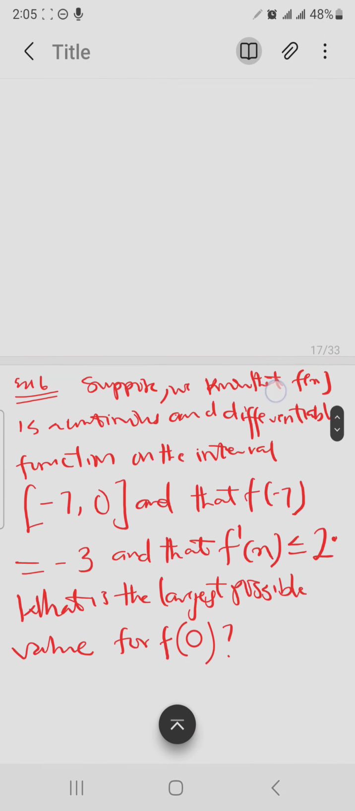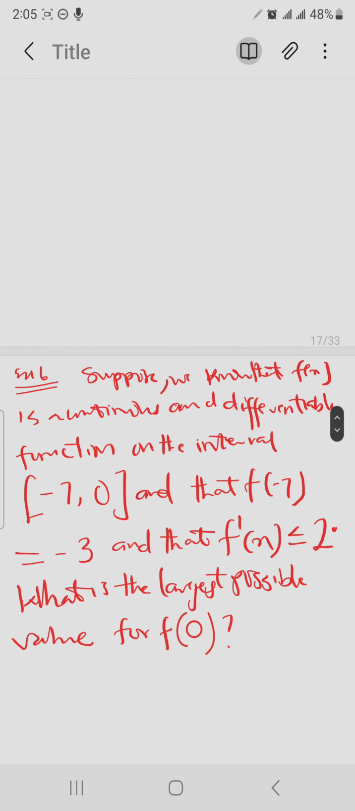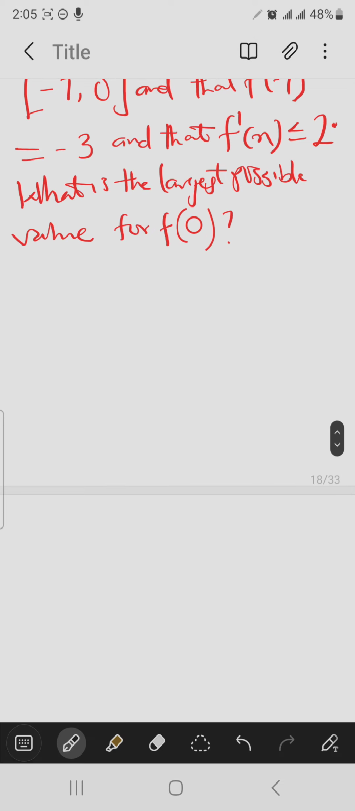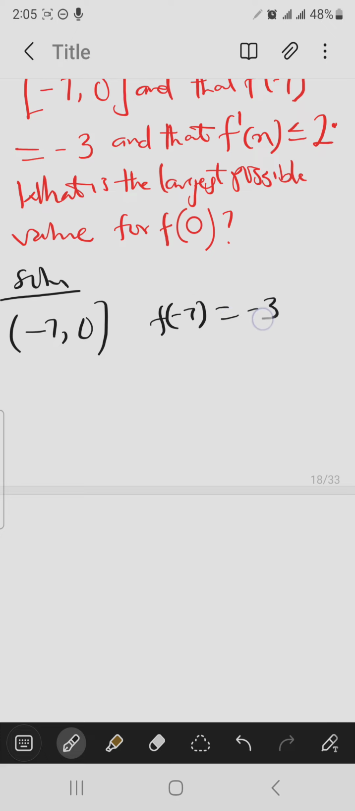So now another question, the next question that is related to this. They said suppose we know that f of x is continuous and differentiable on this interval. The interval is minus 7, 0. They now say that if f of minus 7 equals minus 3, and f prime of x is less than or equal to 2, what is the largest positive value of f of 0?